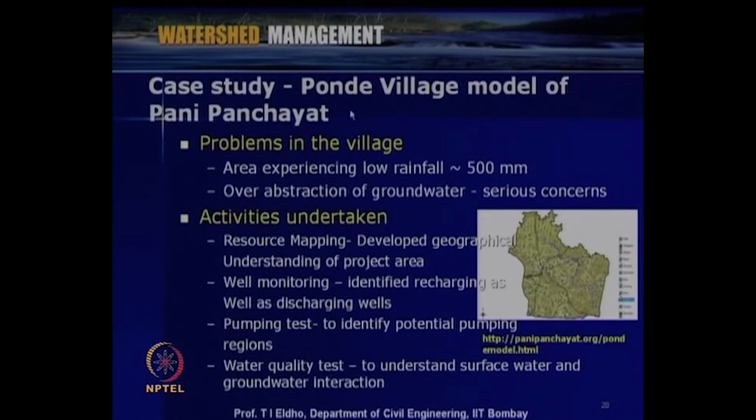So, for example, let us analyze one particular village called Ponde village, as far as the Pani Panchayat model is concerned. In this village, in this region, the area was experiencing low rainfall before this scheme was implemented. Average rainfall was about 500 mm. There was over-abstraction of groundwater, the land was degraded, there was not sufficient water available for irrigation, and even for people, domestic-use water was not available.